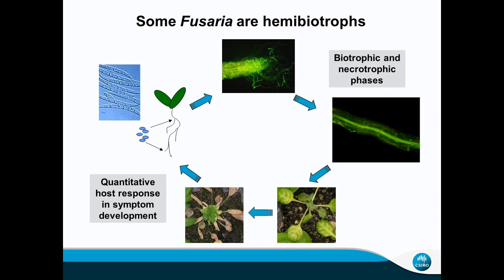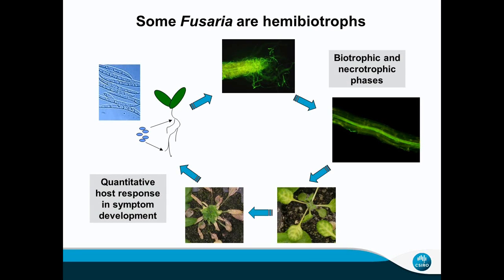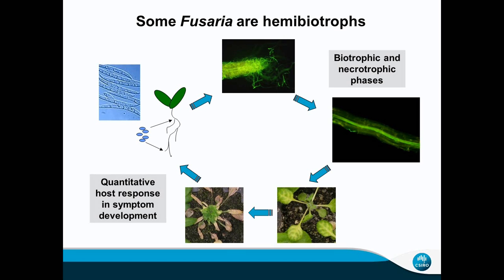So this initial infection cycle actually looks like a biotrophic type infection. It doesn't really cause any symptom for up to 2 weeks. And then you get a necrotrophic stage where very strong necrosis develops. That's why it's called hemibiotroph.